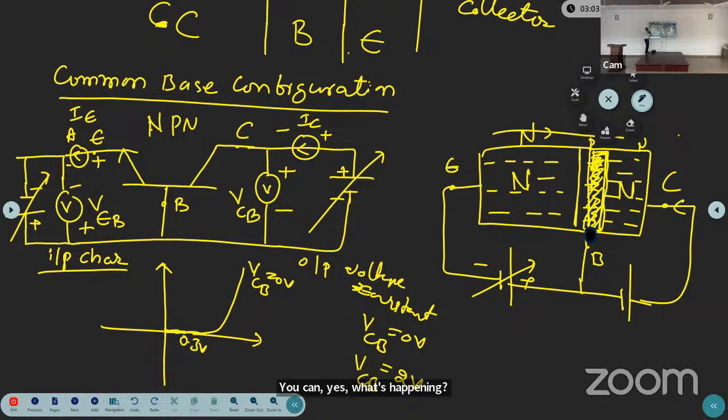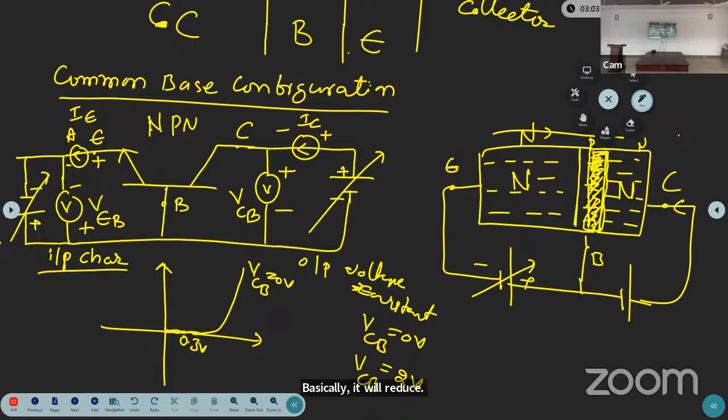Now you can vary this voltage again from 0 onwards. Diode input characteristics, what will happen? We are keeping the collector-base voltage at 2 volts. By making the collector-base voltage 2 volts, the junction width increases. That increased junction width penetrates into the base region. Now the resultant base width will reduce.